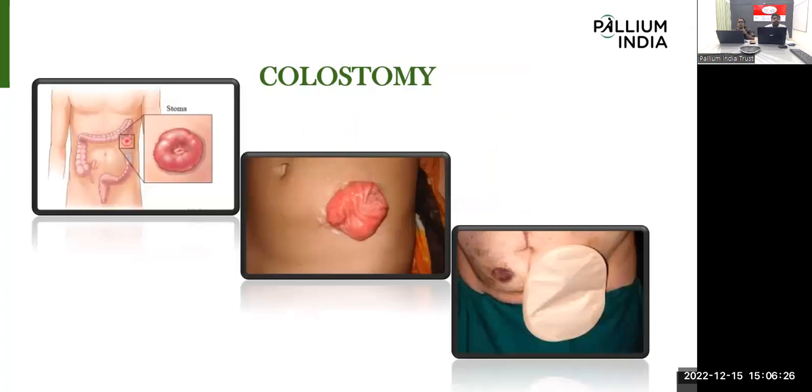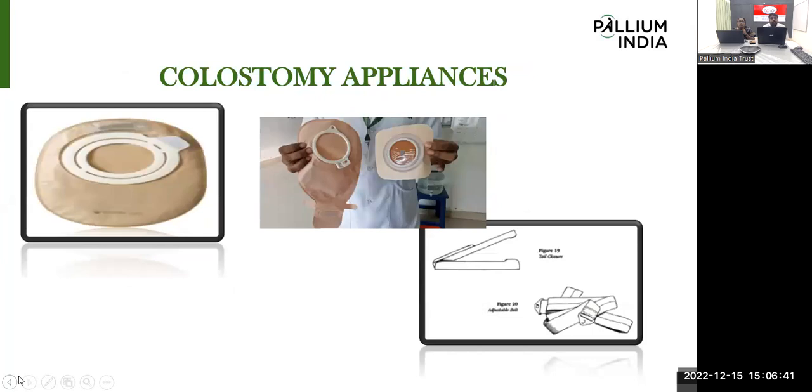Then this is a picture of the colostomy. This picture is showing the colostomy bag also. About the bag, we are going to discuss. Mainly after the colostomy preparation, on the stomal area we place a bag for collecting the fecal matter. So mainly we use two types of colostomy bags: one-piece method and two-piece method.